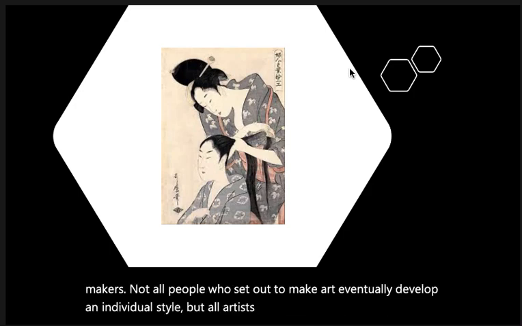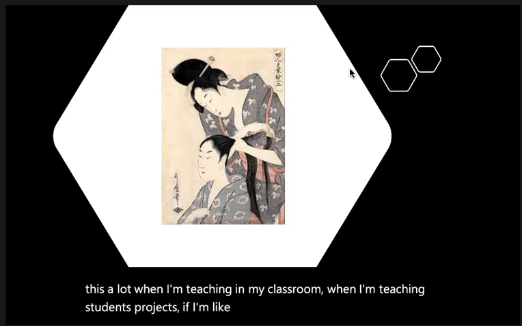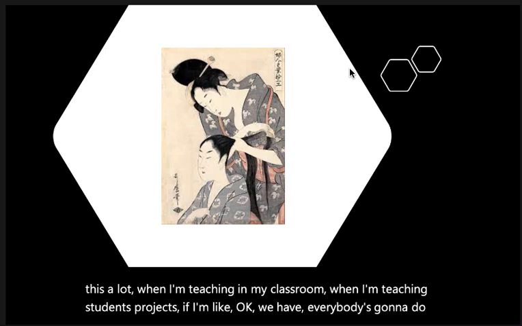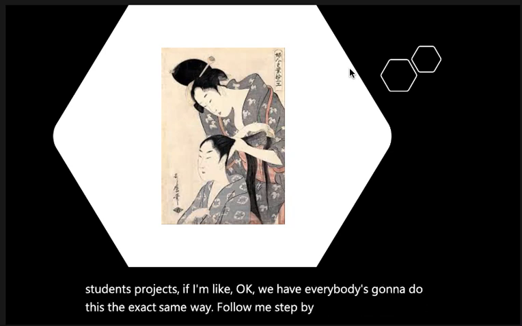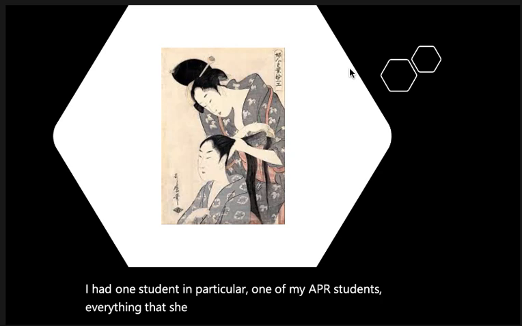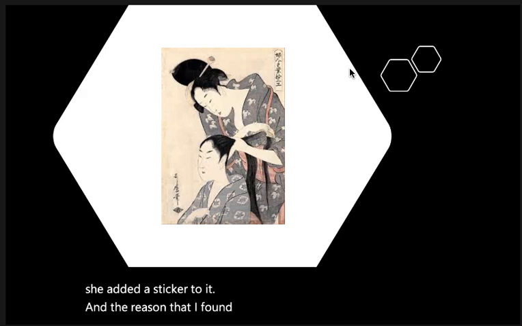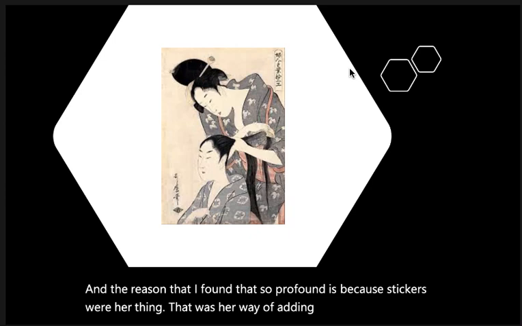I see this a lot when I'm teaching in my classroom, when I'm teaching students a project, if I'm like, okay, everybody's going to do this the exact same way, follow me step by step. I had one student in particular, one of my AP art students, everything that she did exactly as I told her to, but then she added a sticker to it. And the reason that I found that so profound is because stickers were her thing. That was her way of adding, she definitely had her own style of art.